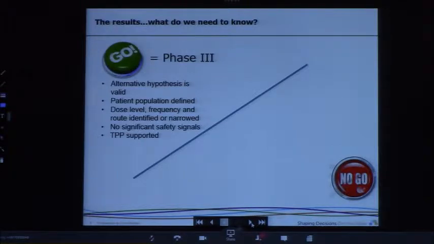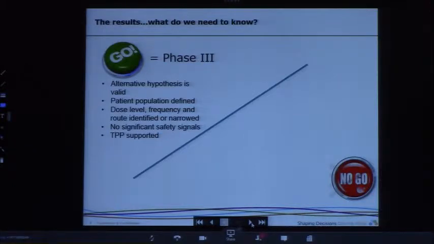So there can be a situation where you could go into a phase 3 with 2 different routes of administration. Very unusual, but it can be done. And then you have no significant safety signals that you're picking up in your phase 2.